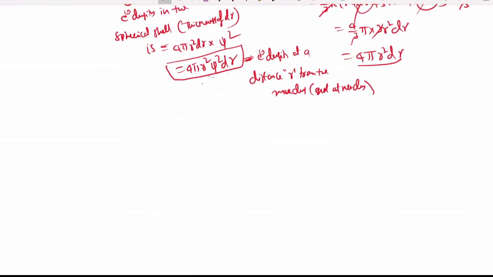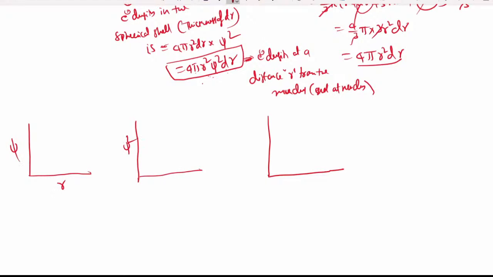Some students are sending WhatsApp doubts on this, so I will clarify your doubts now. Psi versus r, psi square versus r. Now D versus r, where D means 4 pi r square psi square dr.